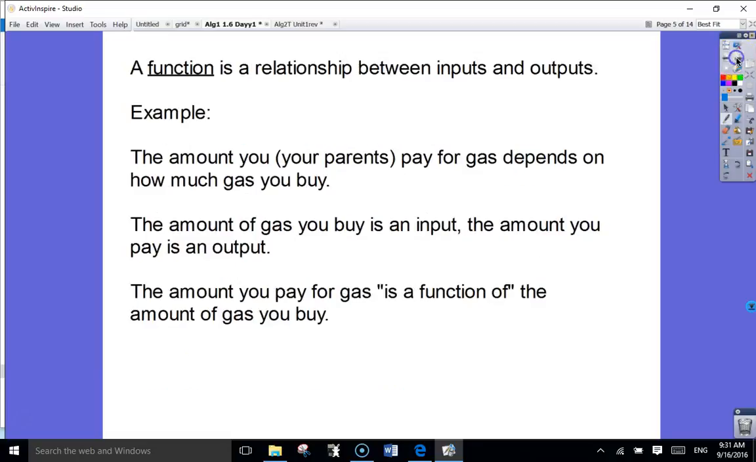So it's really 12. Okay, a function is a relationship between inputs and outputs. As an example, the amount you or your parents pay for gas depends on how much gas you buy, right? The amount of gas you buy is an input. You can't say how much it's going to cost until you know how much you're going to buy. So the amount of gas you buy is the input, and once you know that amount, then you have an output, which is how much I'm going to pay. So we would say that the amount you pay for gas is a function of how much gas you're going to buy. That's math speak.